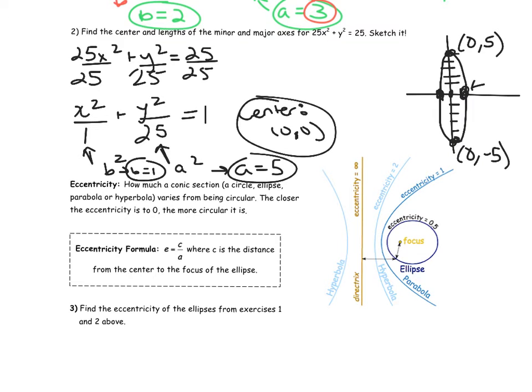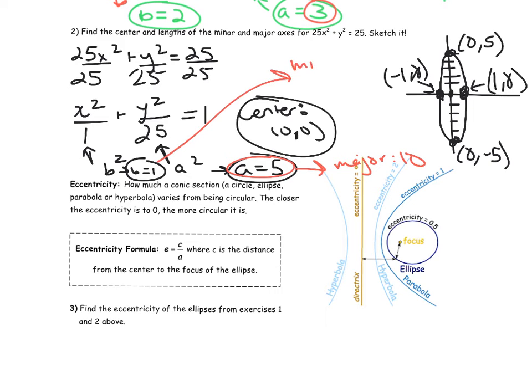And these points over here would be 1, 0, and then negative 1, 0. We also know that because our a value is 5, that means the major axis is going to be 10. Remember, we double that number. And then the minor axis, we know double 1 would be 2. So my minor axis would be 2. And we answered all the questions. We have a nice sketch here. It's centered at 0, 0, and this looks good.